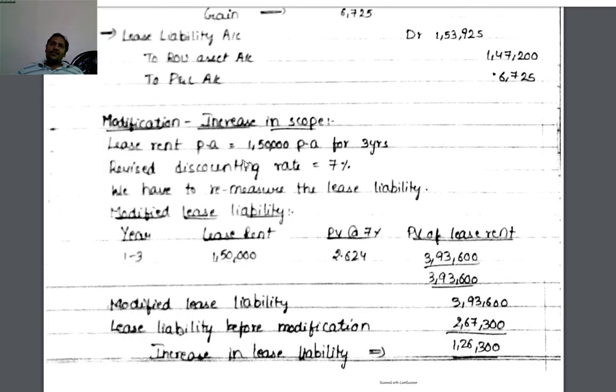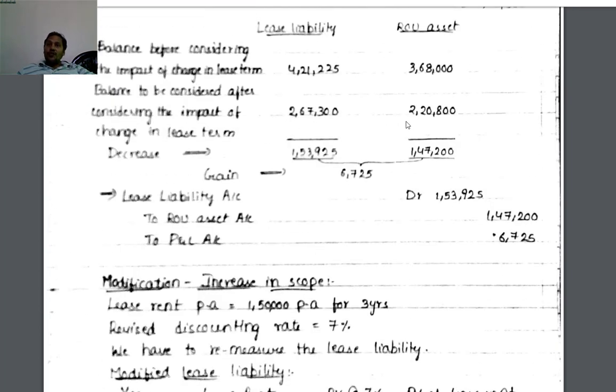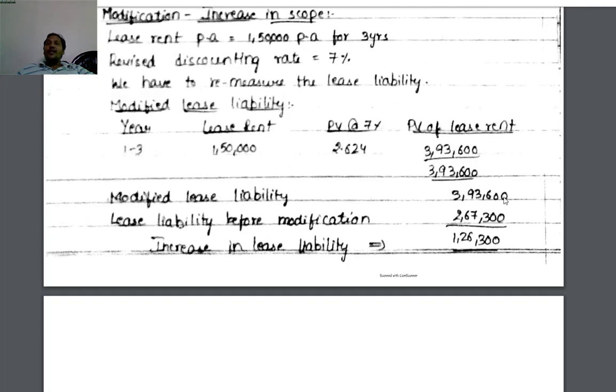Then the modification, increase in scope. Lease rent 1,50,000 per annum, revised discount rate 7% per annum. So simply we have to remeasure the lease liability. For other modifications, remeasure the lease liability by considering the latest lease rent and the revised discounting rate: 1,50,000 lease rent and revised discounting rate 7%. Now the liability comes to 3,93,600. Previously we reduced it to 2,67,300. Now it increases to 3,93,600, an increase of liability by 1,26,300.